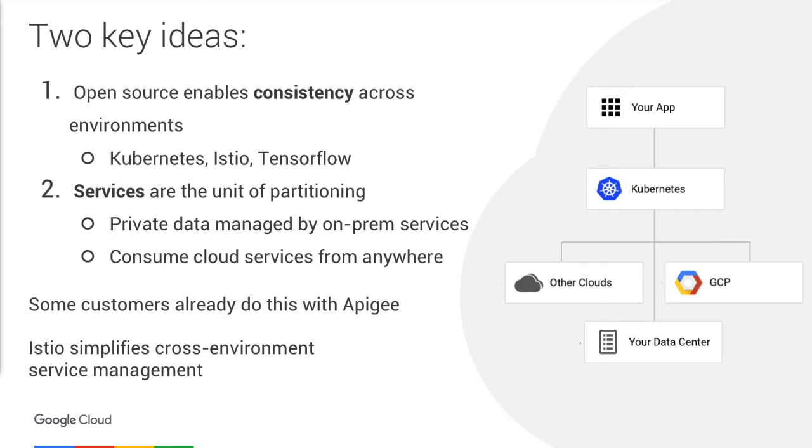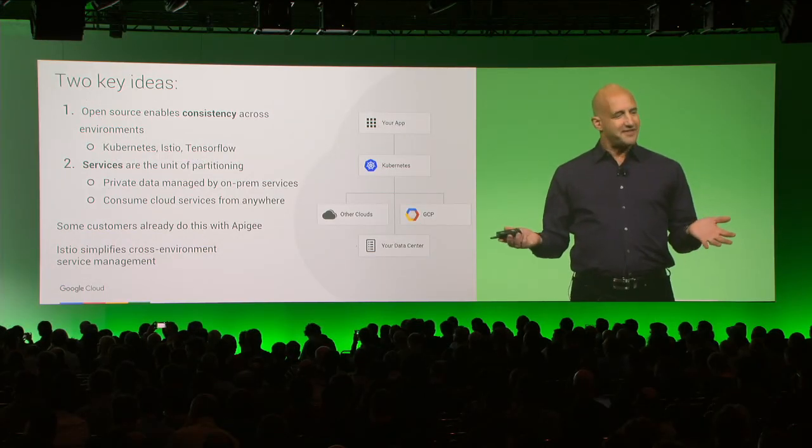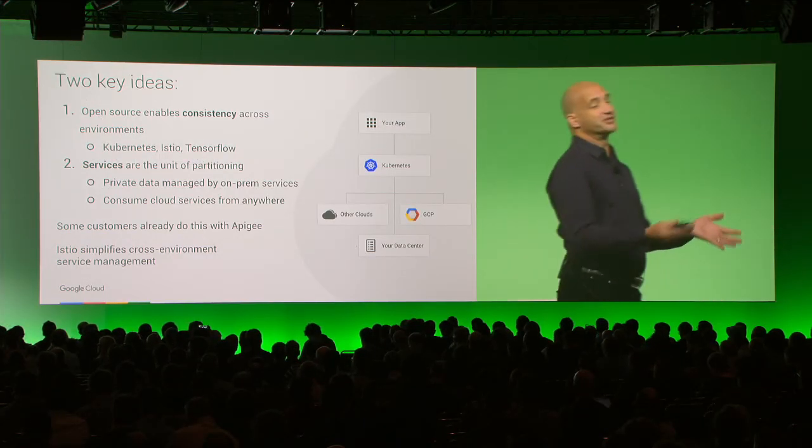So how do we do these things where we want to span multiple clouds or span on-prem and cloud? It really has two core ideas. The first one is that if you want your applications to run the same in different environments, you really need to have consistent source code. And the easiest way to have consistent source code is to have the code be open source.